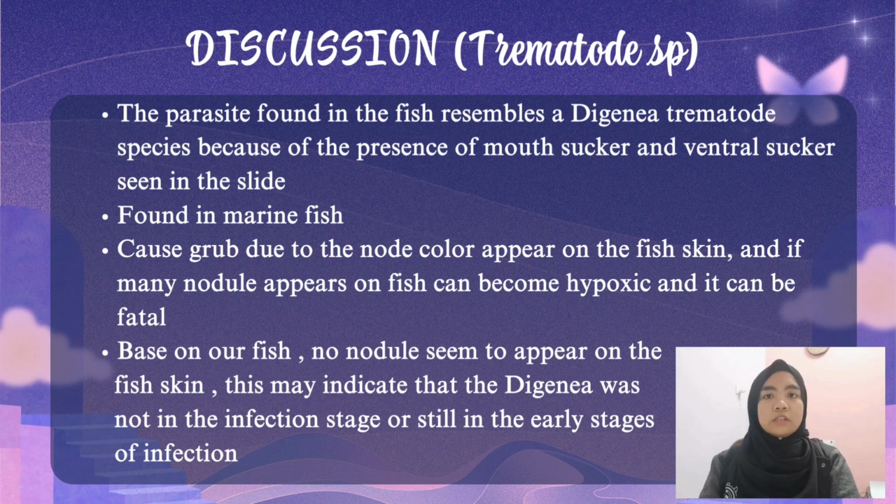The parasite that was found in our marine fish sample resembled a Diplostomum trematode species because of the presence of oral sucker and ventral sucker seen in the slide. Diplostomum trematode can cause grub due to the nodule color appearing on the fish skin, and if many nodules appear on the fish skin, it can become hypoxic and can also be fatal. Based on our fish, no nodule seems to appear on the fish skin. This may indicate that the species was not in the infectious stage, or it is still in the early stage of infection.